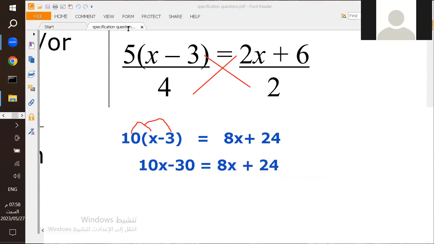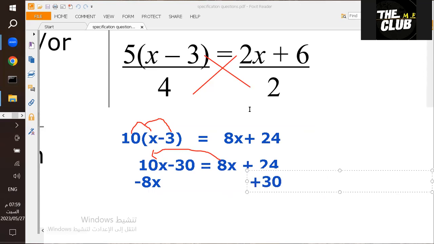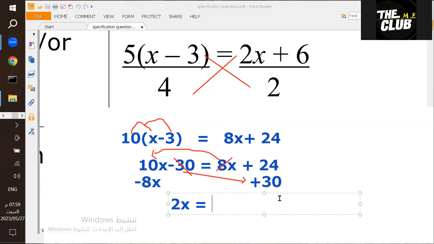Now let's collect like terms. The 8x moves to the other side as minus, and the minus 30 goes to the other side as plus 30. That's like x. So I move this here, and I move the plus 30 here. Now I do the like terms: 10 minus 8 gives 2x equals 24 plus 30, which gives 54.